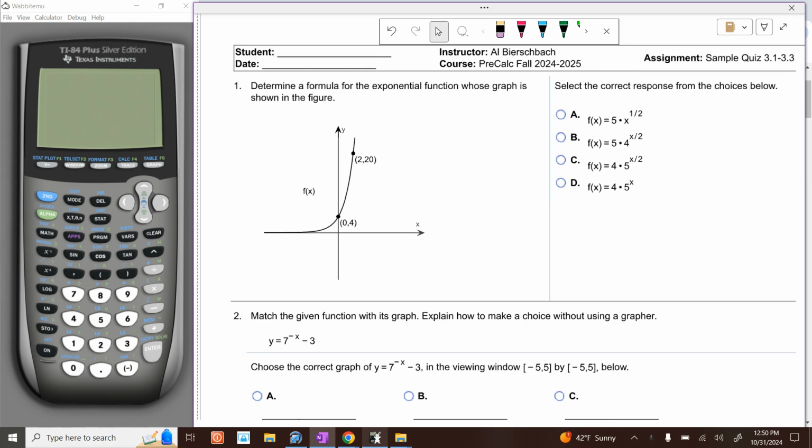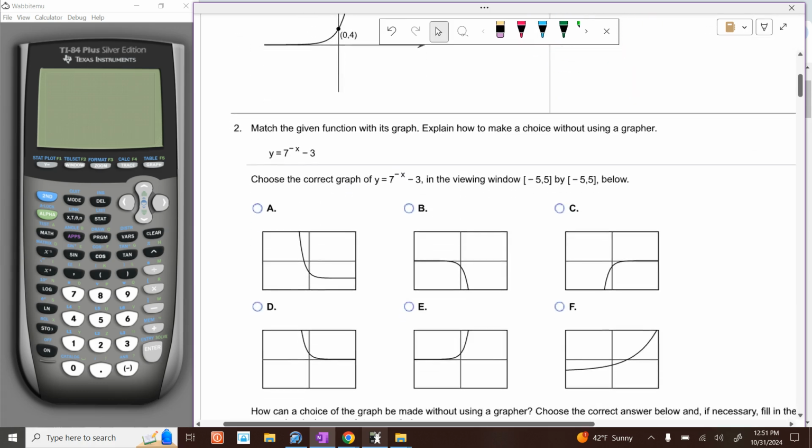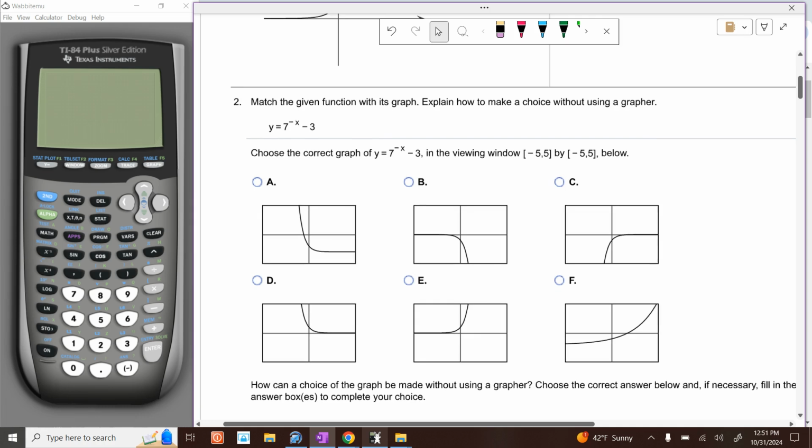Now, our second point is at (2, 20). How do we know that? Well, if we put a 2 in for each of these, let's put it in for here first because it's easier. 5 squared is 25 times 4, 100. Well, that's not 20. If we put a 2 in here, 2 over 2 is 1. 5 to the first is 5 times 4 is 20. Hey, that makes sense. The answer is C. Okay? All right. Then you just match the graph.